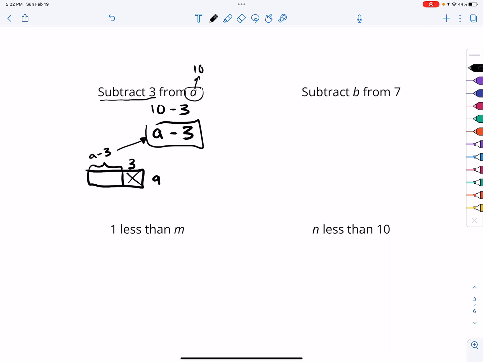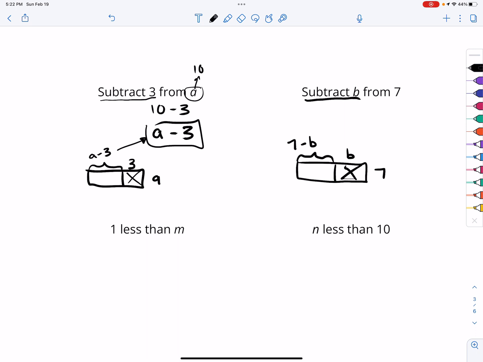Subtract B from 7. So that means I'm taking B away from 7. So if I have 7, and I'm crossing out B of them, what is remaining is going to be 7 minus that B.